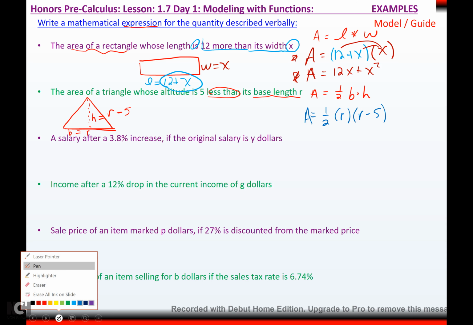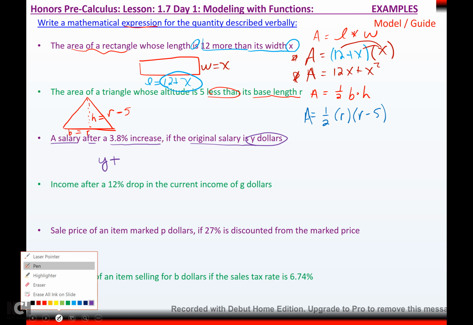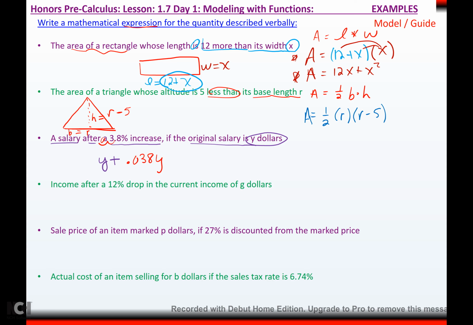Next, we're talking about salary. It says a salary after a 3.8% increase if the original salary is $y. So you're getting a raise. Yes, you're getting a 3.8% increase. A 3.8% of, remember that means times, your original salary. So you're going to still make your salary, but you're going to add to it your increase. And remember, we want to write our percents as decimals, so move it twice over. This would be 0.038 times y.